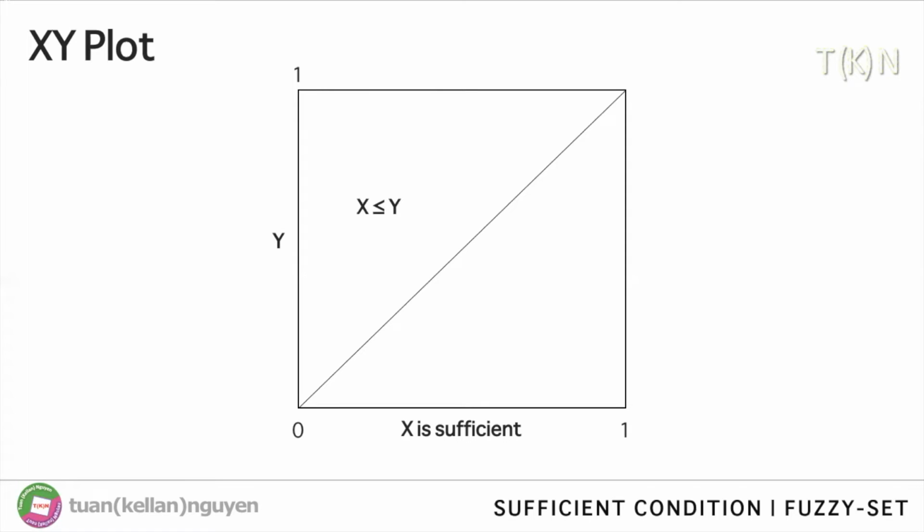The diagonal line divides the plot into two parts. The area above the diagonal contains cases with a membership in the condition X smaller than in Y. And the area below the diagonal line contains cases with a membership in X larger than in Y. X is a sufficient condition for Y, or we can say X is a subset of Y, if all cases fall above or onto the main diagonal.